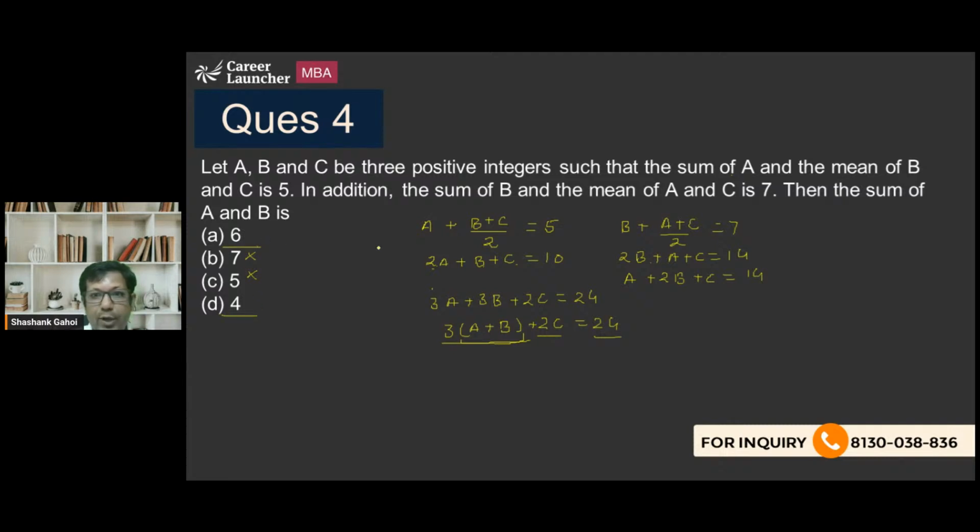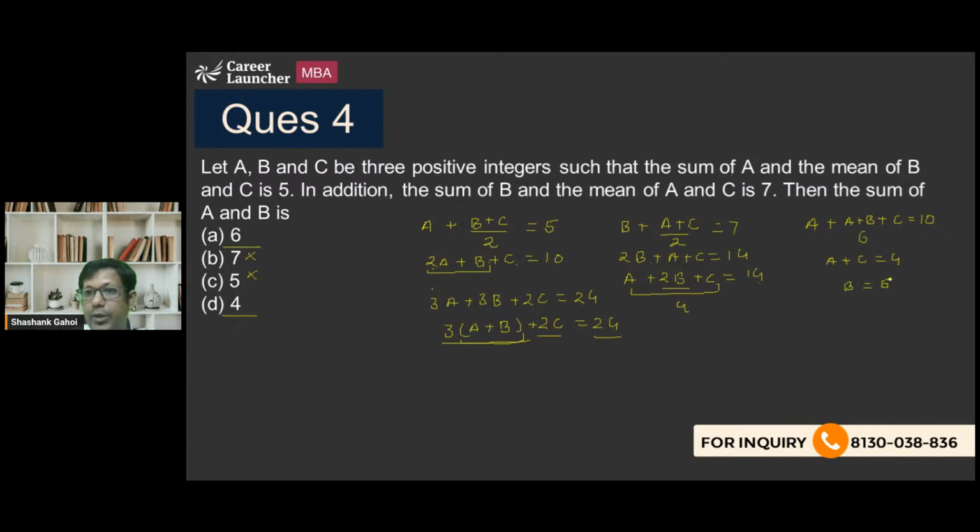Okay. So now let's say A plus B is 6. So from here, I am going to say A plus B plus C is equal to 10, and this is 6. So that gives me A plus C equal to 4. Now A plus C is equal to 4, so 2B is equal to 14. So B comes out to be 5.